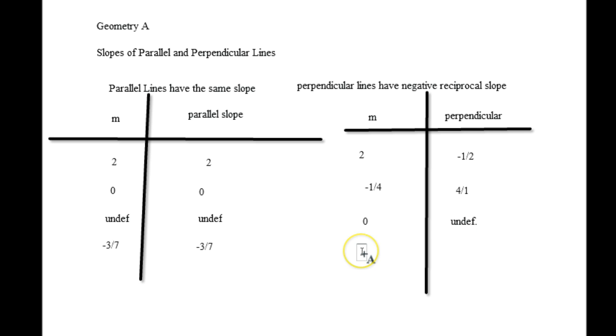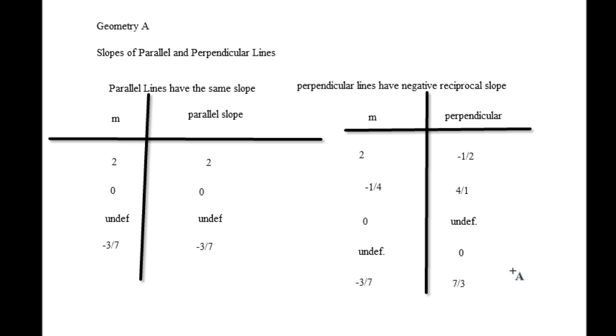Okay, if it was 0, the perpendicular slope would be undefined, and if it was undefined, the perpendicular slope would be 0. And if it was negative 3/7, it would be 7/3. Okay, so that's the difference between them.